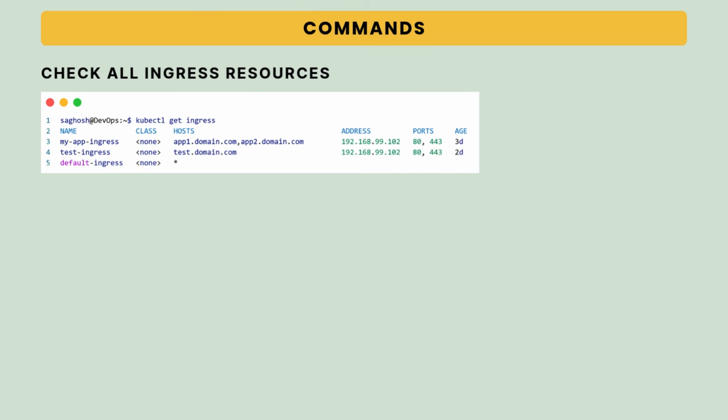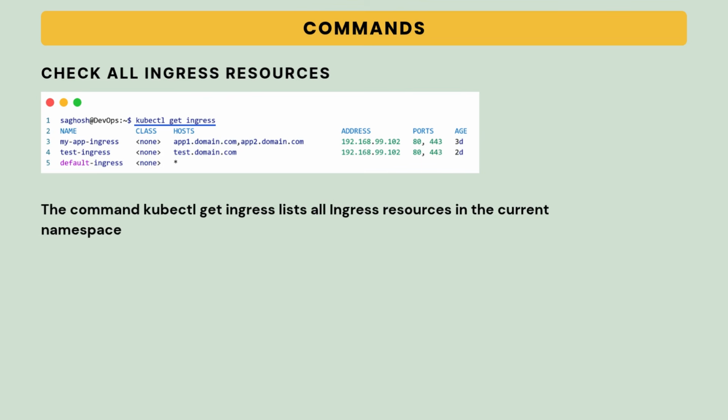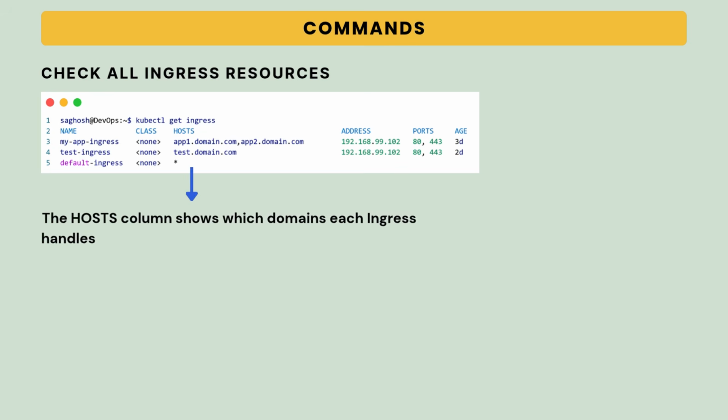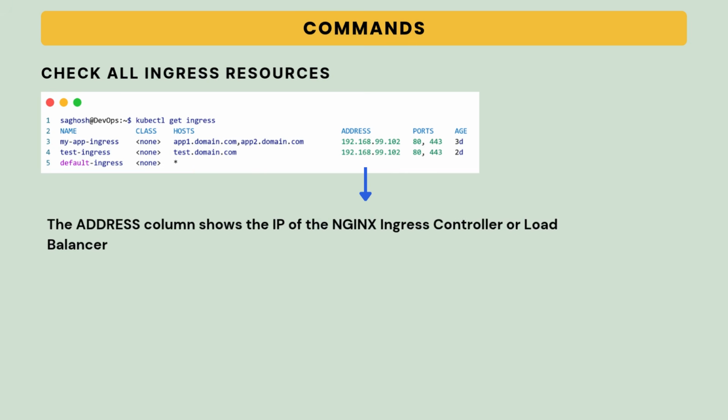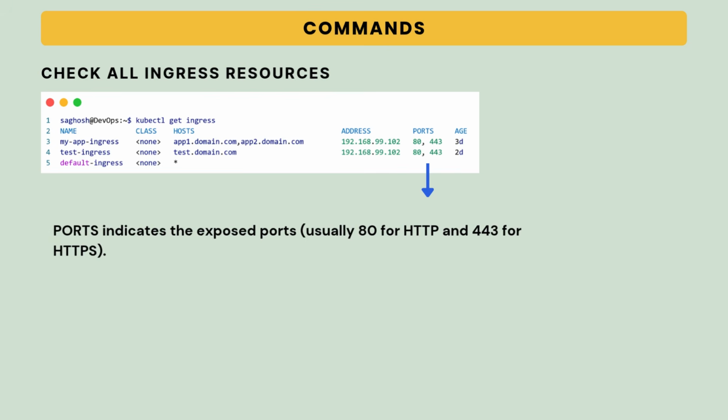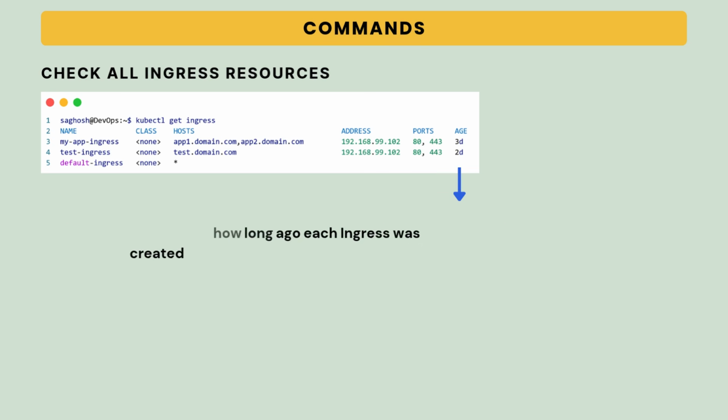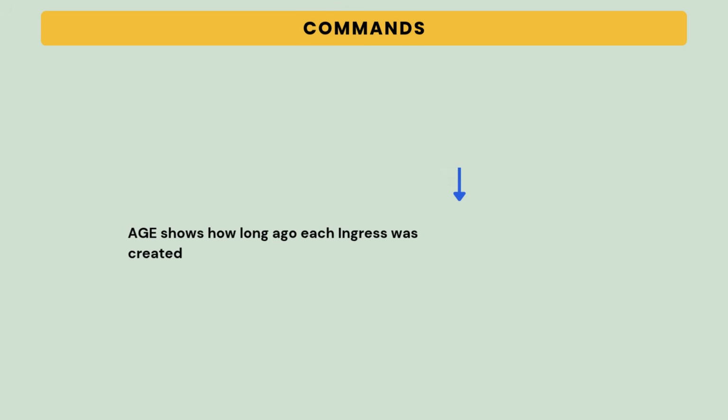The first one that we have is kubectl get ingress. This lists all Ingress resources in your current namespace. The host column shows which domain each Ingress handles. The address column shows the IP of the NGINX Ingress Controller or load balancer. The port indicates the exposed ports, usually 80 for HTTP and 443 for HTTPS. The age shows how long ago each Ingress was created.